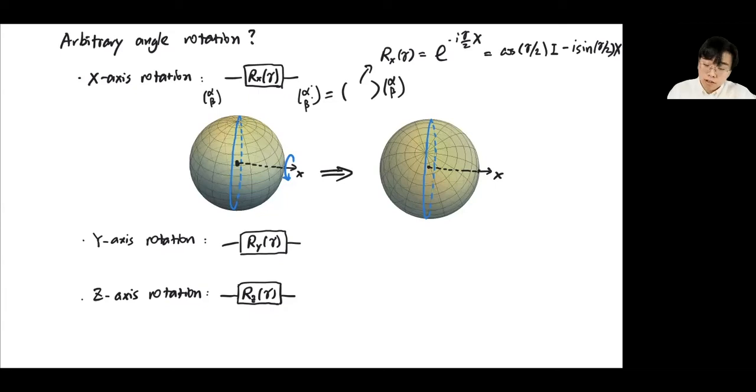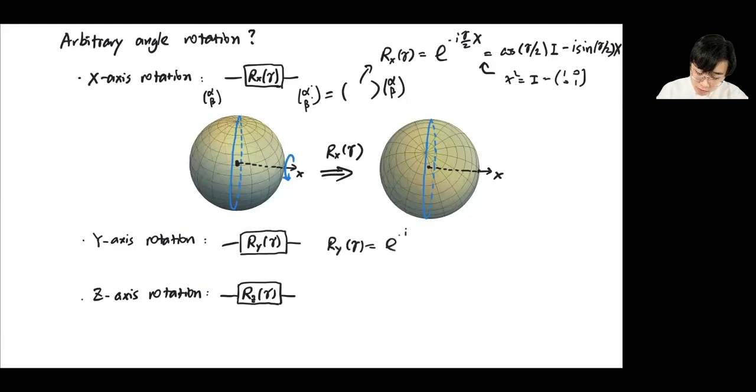In particular, we can perform this expansion because x squared is the identity matrix. Geometrically, we have rotated the entire Bloch sphere by gamma angle around the x-axis. Similarly, we can write down the rotation matrix for the y-axis as e to the minus i gamma over 2 times y, and do the same decomposition.